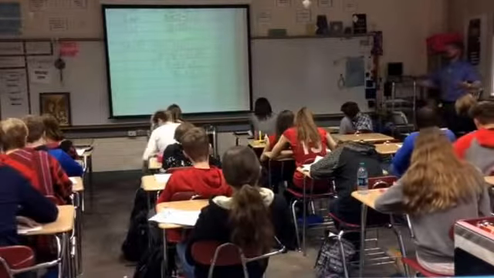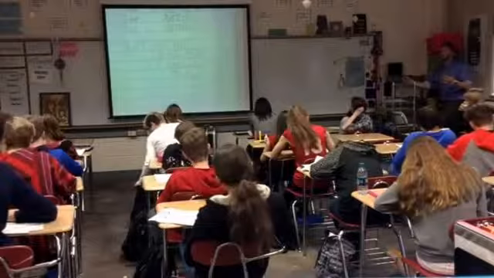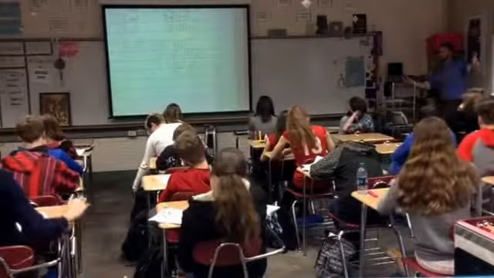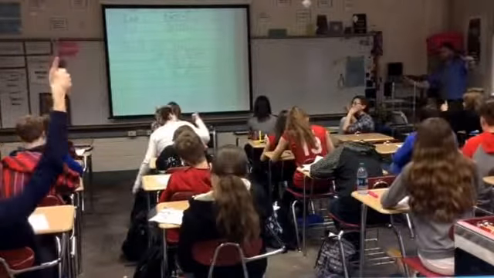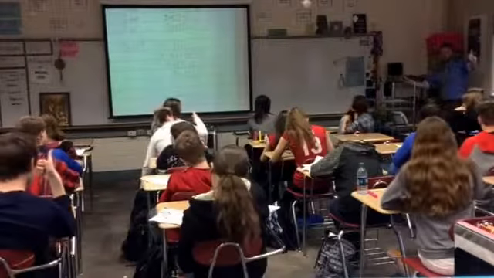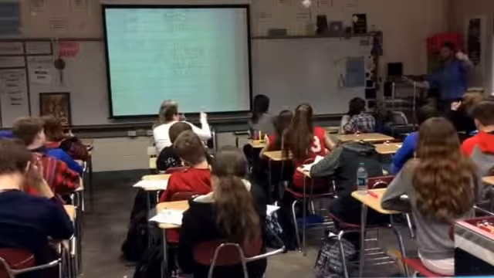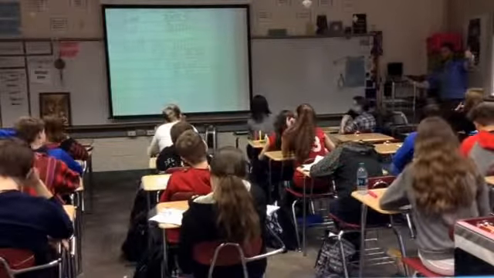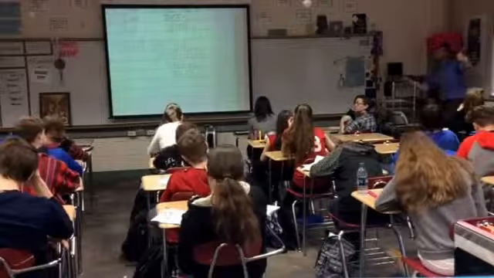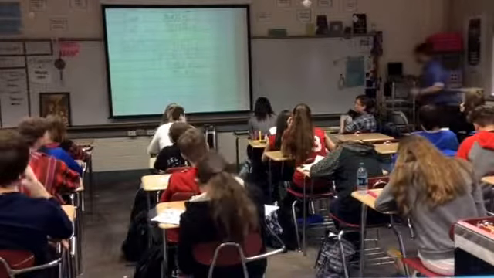So, using FOIL with radicals, does it make sense? Thumbs up if we're good. Thumb sideways. We're good. Do we need to do one more example? We can do one more example. We can do one more.